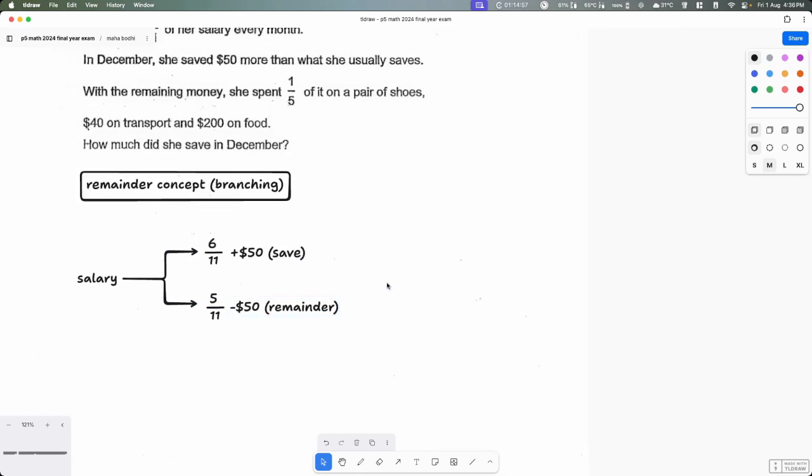So with the remainder itself, she spent one fifth of the remainder. So over here, she spent one fifth on shoes, right? So 1 over 5, and this is on shoes. And the rest over here is on transport and food. So in this case, it is basically $200 plus $40, which is equal to $240.